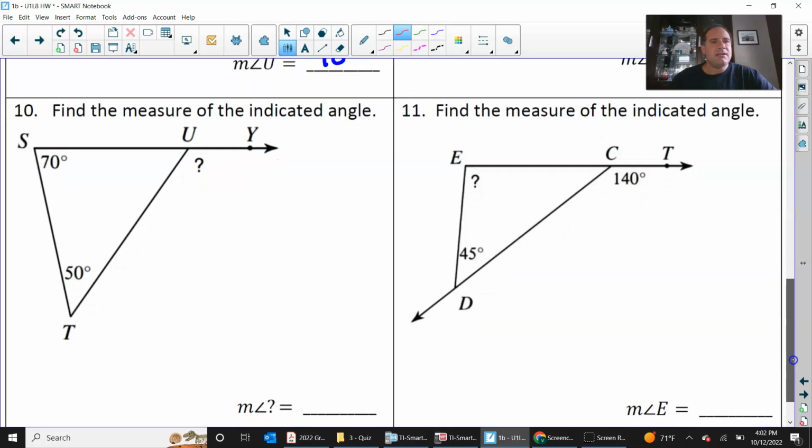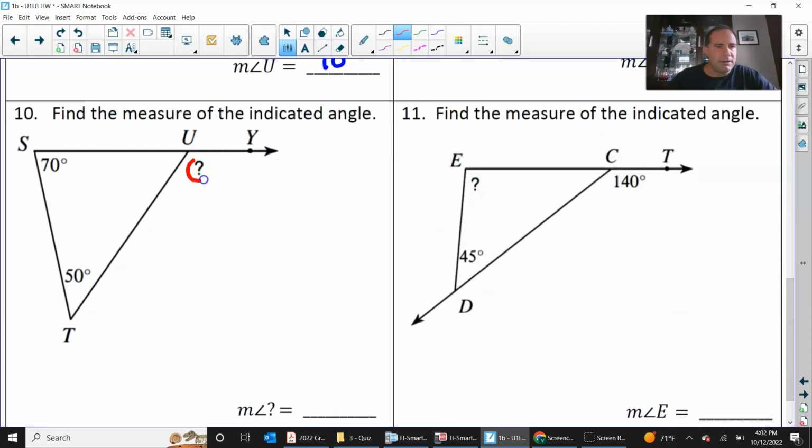All right. Number 10, find the measure of the indicated angle. Now we are looking for the external angle, and simply the sum of the two non-adjacent interior angles, the angles that are inside, will equal the exterior angle. Very, very simple. So 70 plus 50 is 120. So that angle equals 120 degrees. So that was one method.